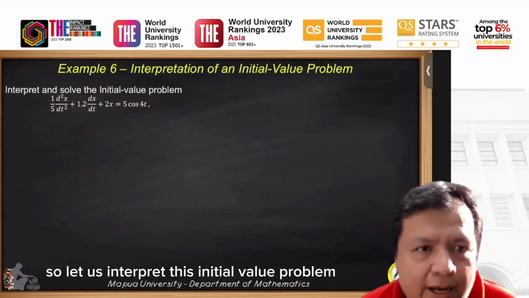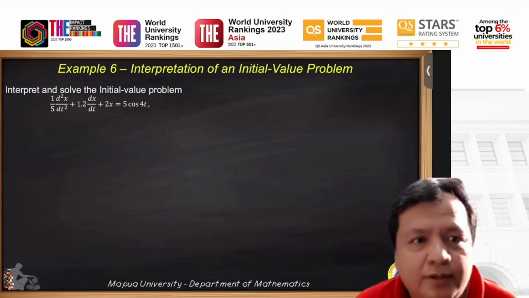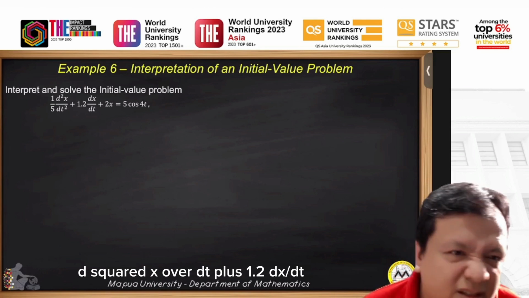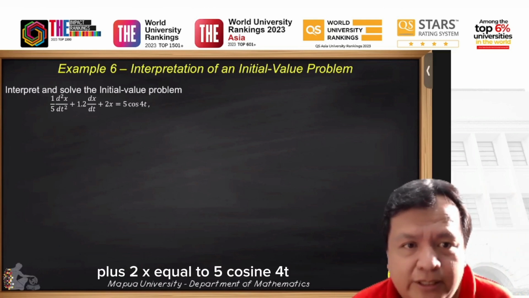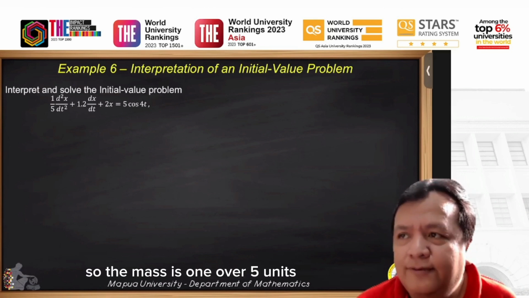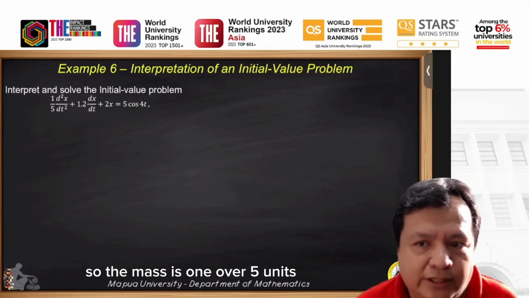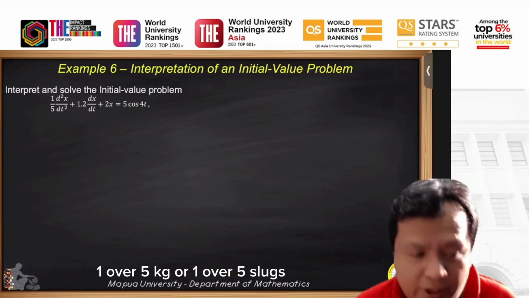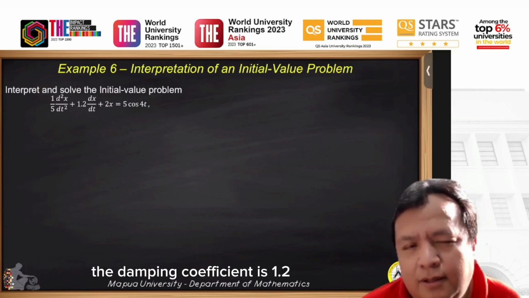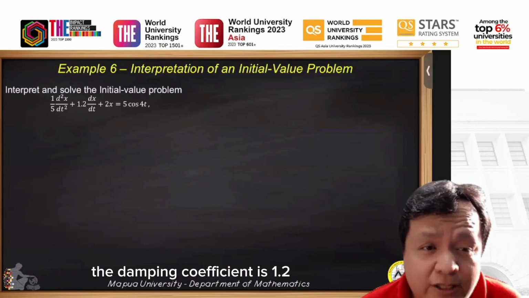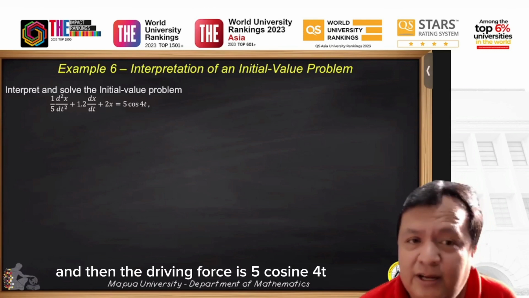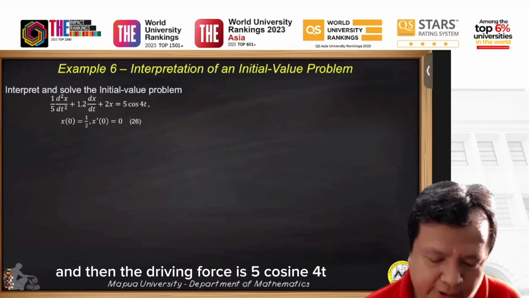So let us interpret this initial value problem. We have 1 over 5 d squared x over dt squared plus 1.2 dx over dt plus 2x equal to 5 cosine 4t. So the mass is 1 over 5 kilograms or 1 over 5 slugs, the damping coefficient is 1.2, the spring constant is 2, and the driving force is 5 cosine 4t.